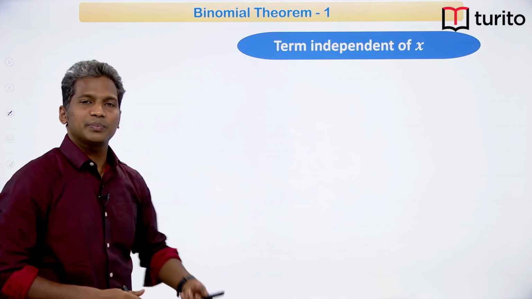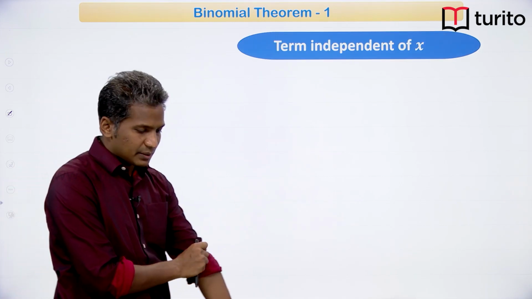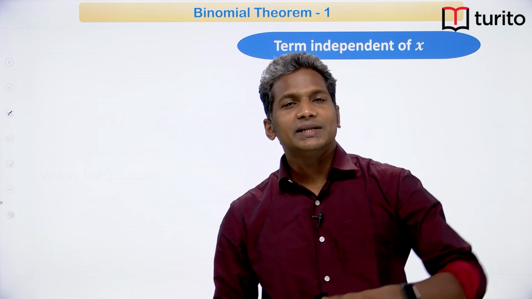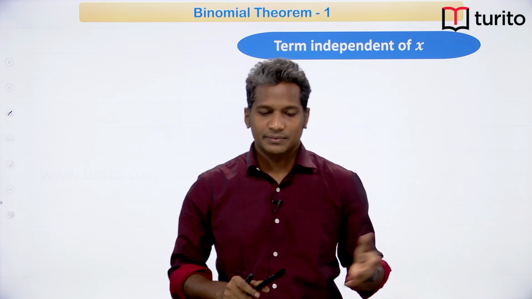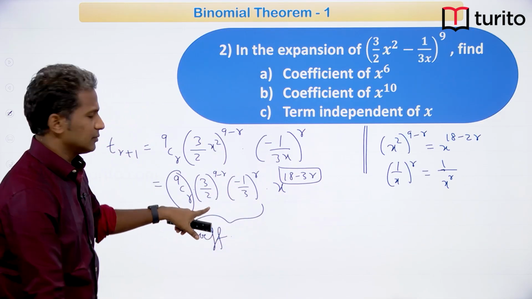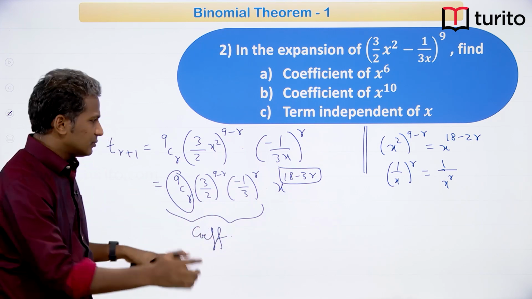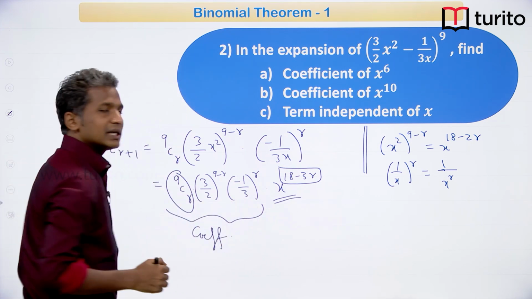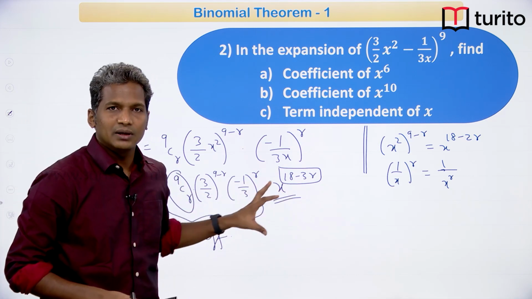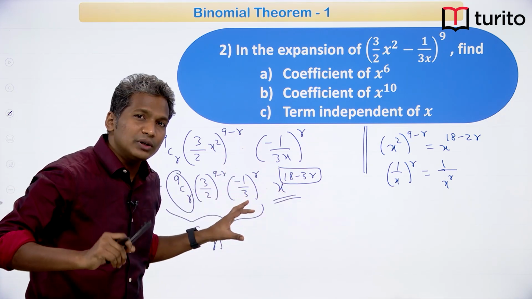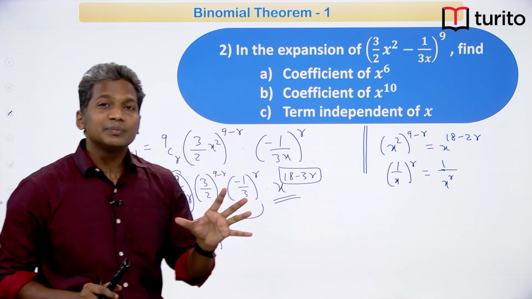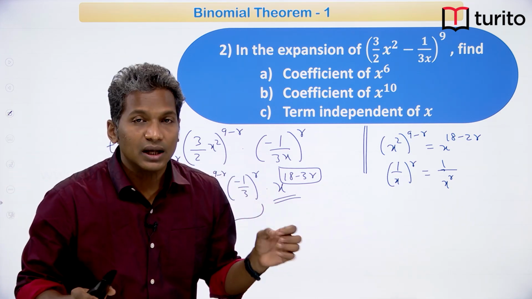Let us look at the next part. The next part is about the term independent of x. What is the meaning of independent of x? If you look at this expansion, look at the general term. In every term, there is some x, right? Because x is there and a power is there.